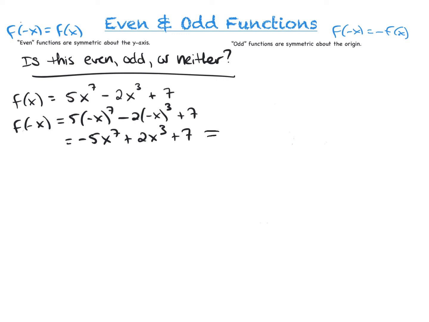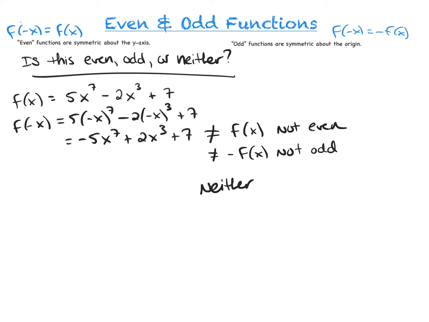So this is not equal to f of x, and it is also not equal to negative f of x. Since it's not equal to just regular f of x, the function is certainly not an even function. And since it's not equal to entirely the opposite of f of x, it's not an odd function. It might have a different kind of symmetry, or it might not be symmetric whatsoever. So this function would be neither even nor odd.